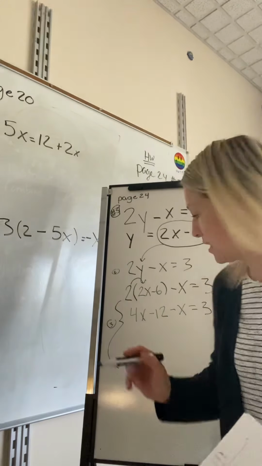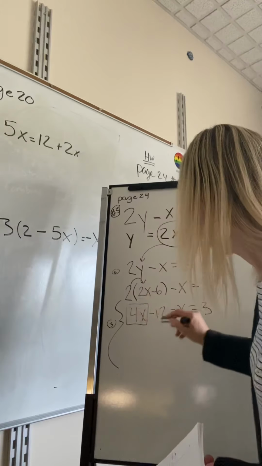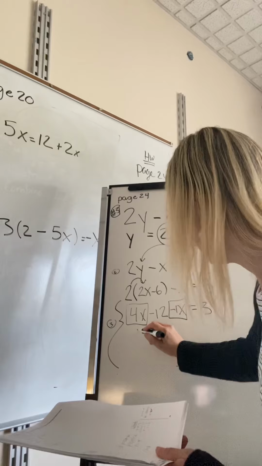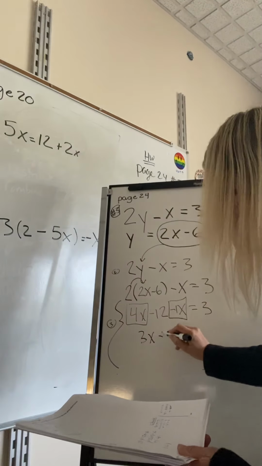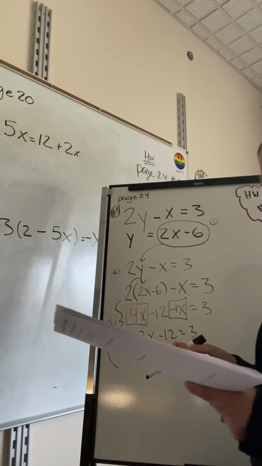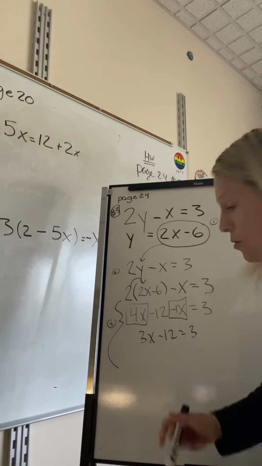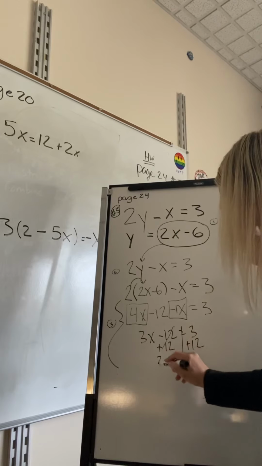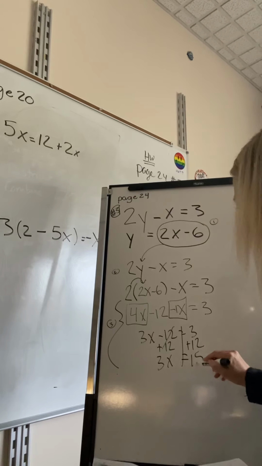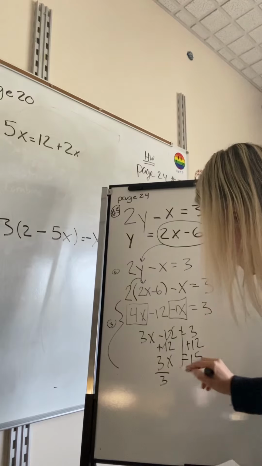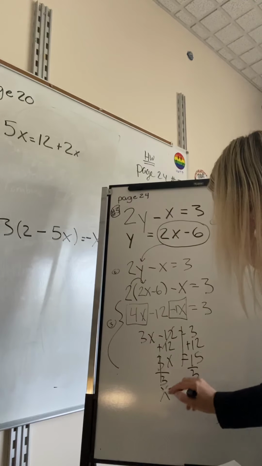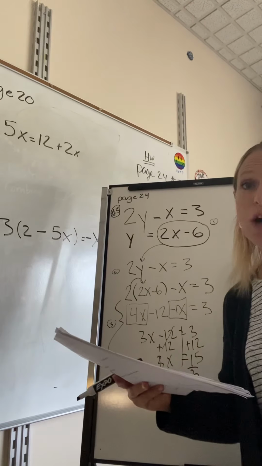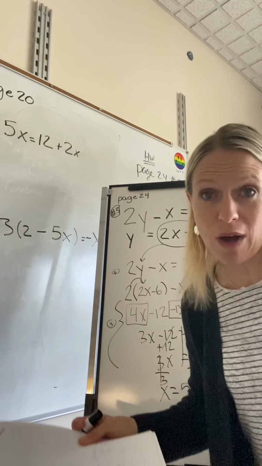Then we're going to combine like terms. 4x combined with a negative 1x would be 3x. Minus 12 equals 3. Now it's a 2-step. You're going to add 12 once to each side. Can you still see this? I hope so. 3x equals 15. Divide by your coefficient to get 1x equals 5. Are we done? No, because we only have the x value. We now need to calculate the y value.